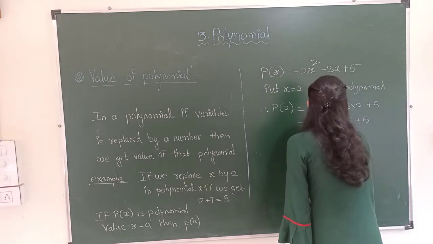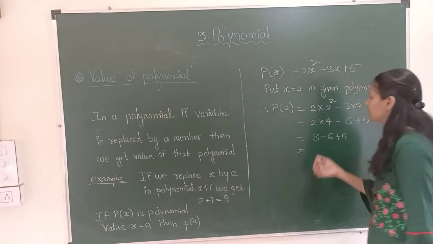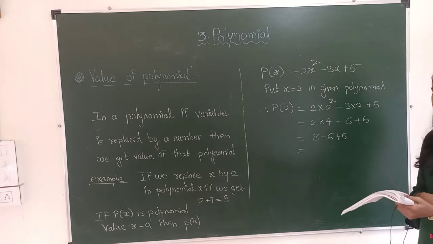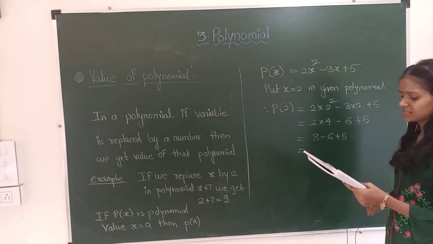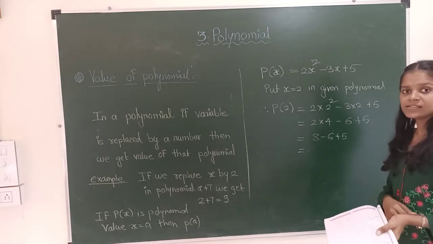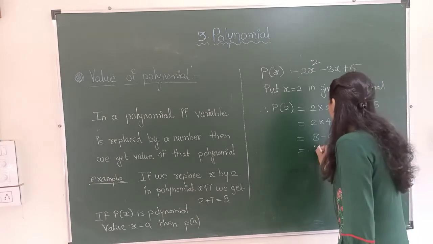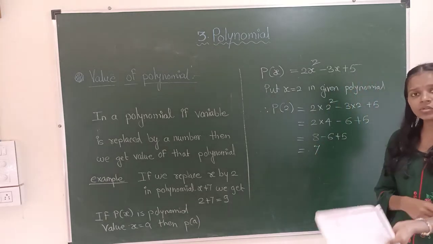2 into 4 is 8, 8 minus 6 plus 5. Minus 6 as it is and plus 5 as it is. So how will we get it? 8 minus 6 is 2 and 2 plus 5 is 7, so answer is 7. So P of 2 is equal to 7.